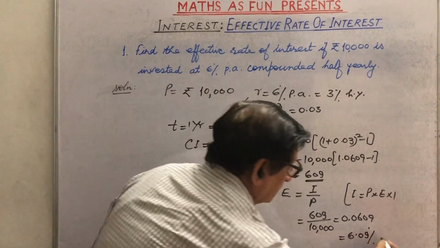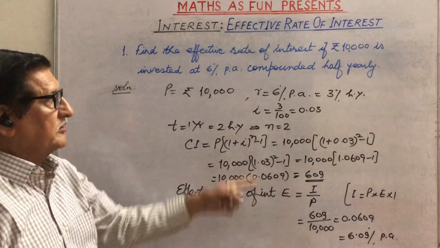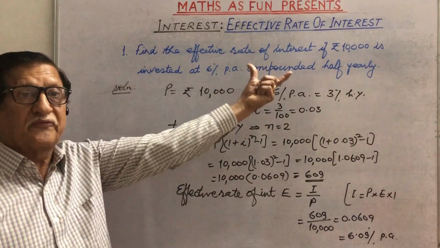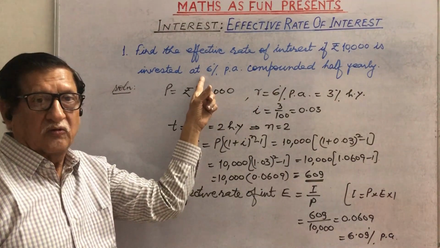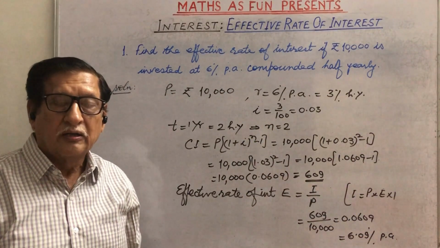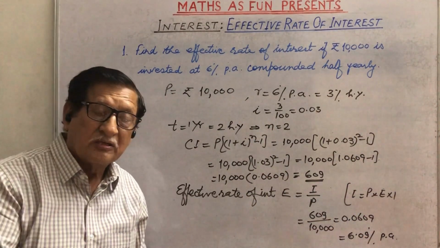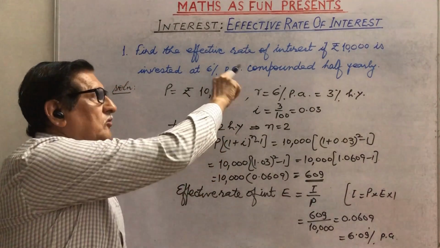It means what we find? That the rate of interest when compounded half yearly, the annual rate was 6%, whereas when we see the effective rate, this is 6.09%. It means the effective rate is always higher than the normal rate.